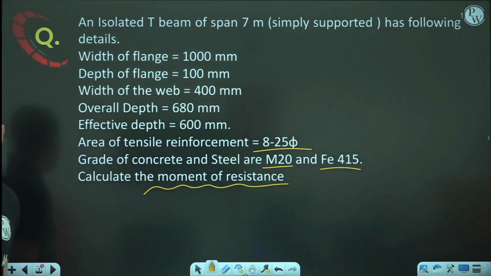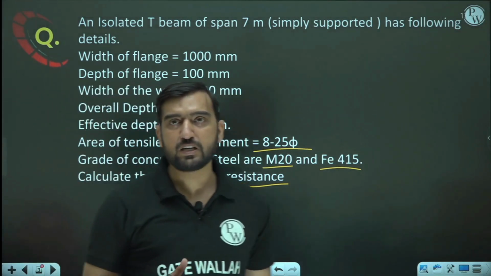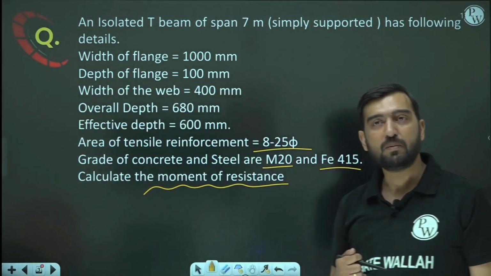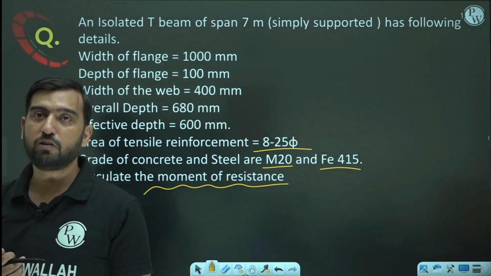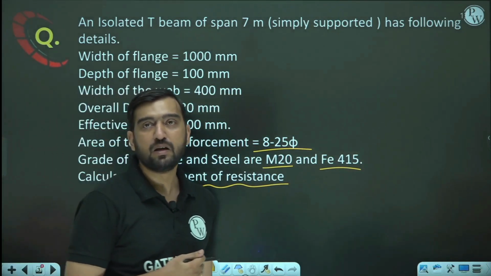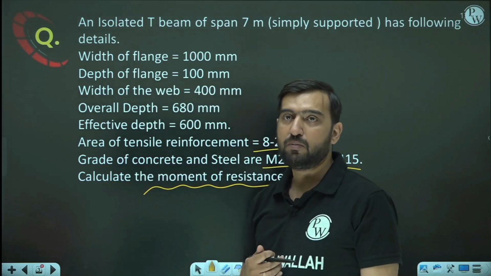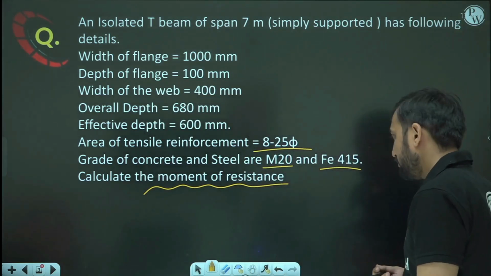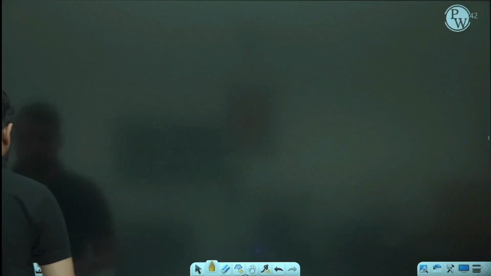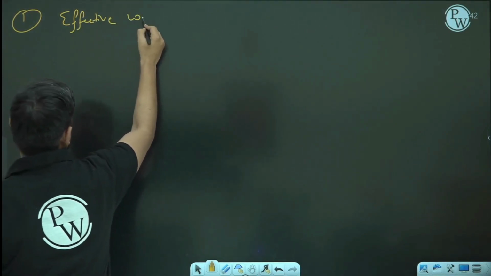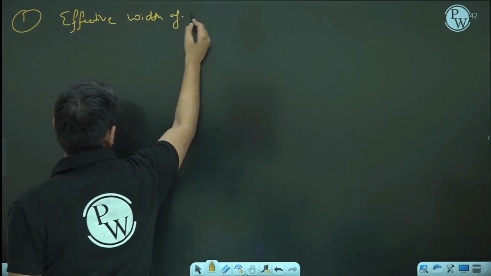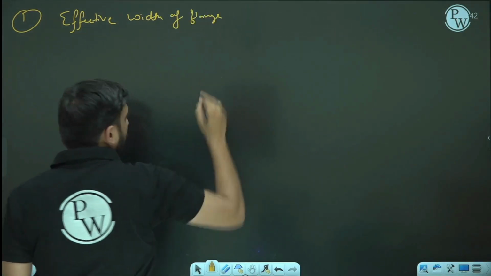Okay. So in this question, the earlier question was of monolithically casted, and this question is of isolated T-beam. And first of all, we have to proceed with step number 0, which is the calculation of effective width of the flange. So we know how we can calculate effective width of flange in our isolated T portion. Okay. So let's start. I hope you are attempting it. So first is effective width of flange. Okay, so effective width of flange we have to calculate here.